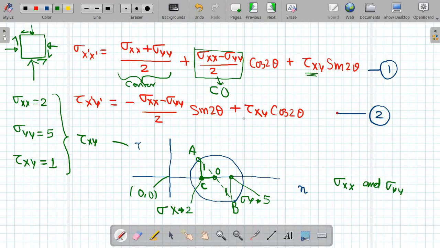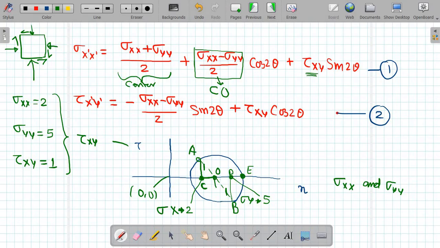So, if I wish to find out the maximum value, then what will be the value? First you have to find out the center. What is the center? The center is nothing but sigma x plus sigma y by 2. And then you have to find out the radius. So how do you find out this radius? OE.